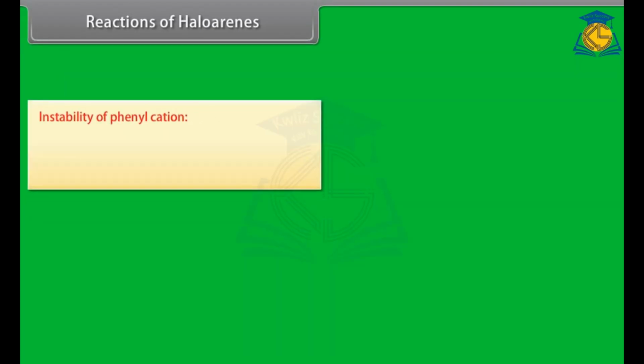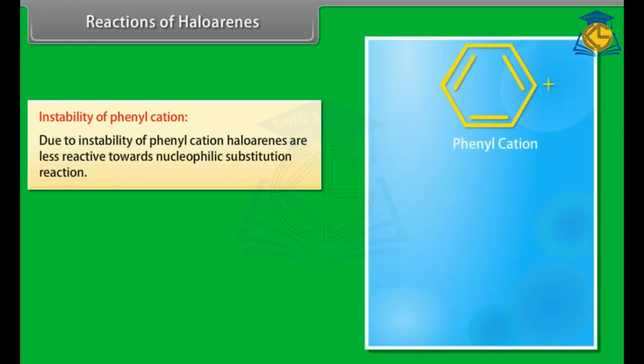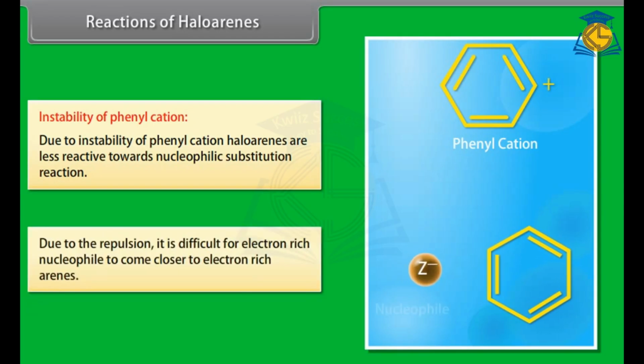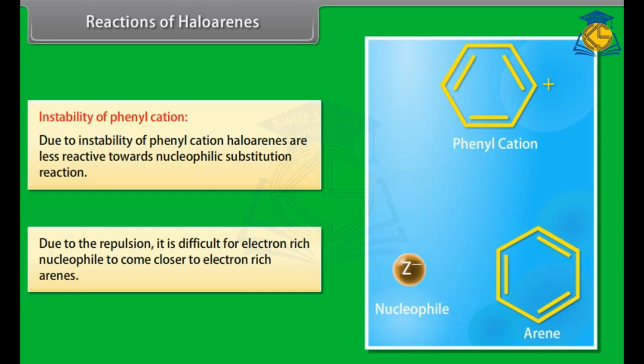Instability of phenyl cation. Due to instability of the phenyl cation, haloarenes are less reactive towards nucleophilic substitution reaction. Due to the repulsion, it is difficult for an electron-rich nucleophile to come closer to electron-rich arenes.